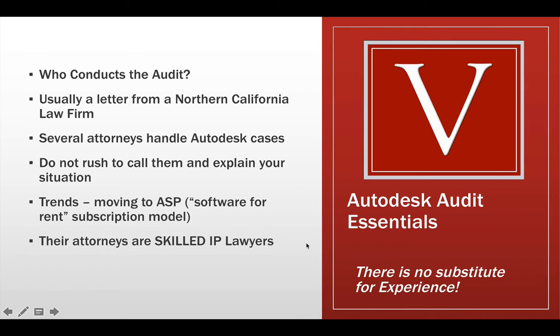Who conducts the audit for Autodesk? Oftentimes you will find it's a Northern California law firm. I won't name it. You'll know it if you get it. Contact us and we can discuss it, but we have dealt with their attorneys. They have several attorneys that handle the Autodesk cases. We have some theories on who handles what, and so forth.